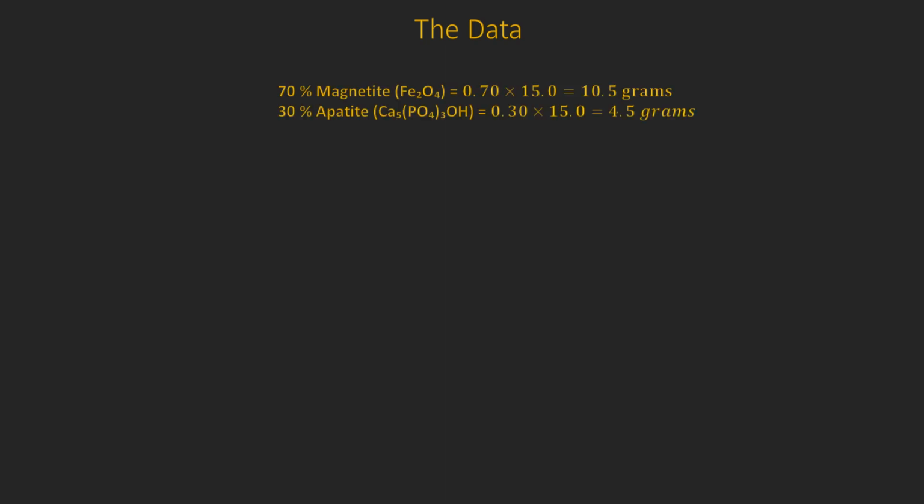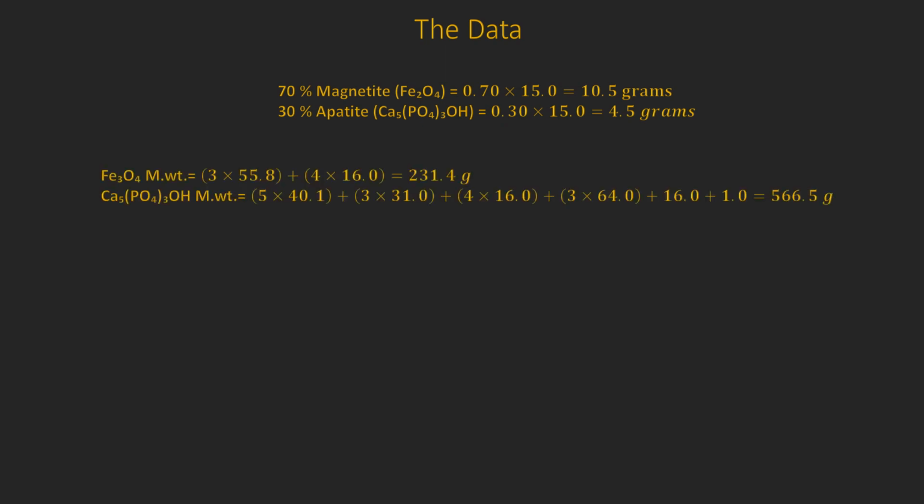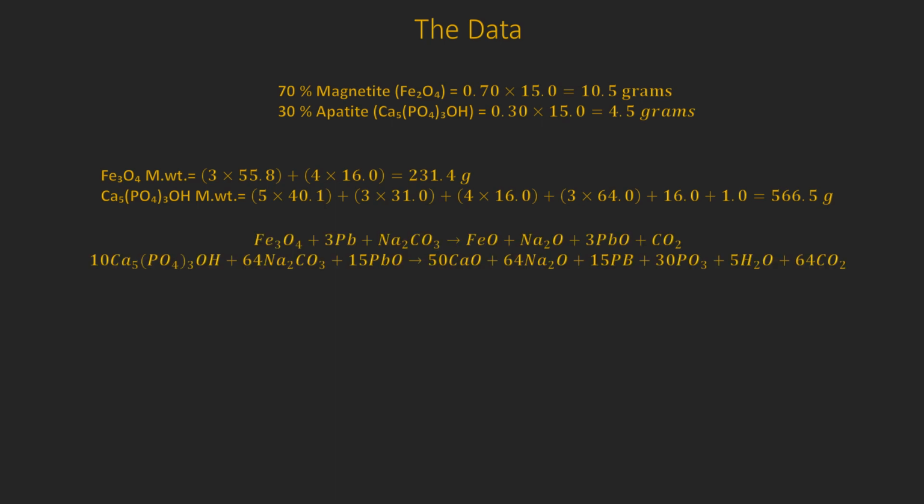Before moving on to calculate the amount of silica, flour, or niter, some data is required. The ore sample, having a weight of 15 grams, contains 70% magnetite and 30% apatite. This equates to 10.5 grams of magnetite and 4.5 grams of apatite. The molecular weight of both constituents must also be known. Those calculations are shown. A balanced chemical equation needs to be written, and the molecular weight of each oxide has to be calculated, as well as the atomic weight of the lead.